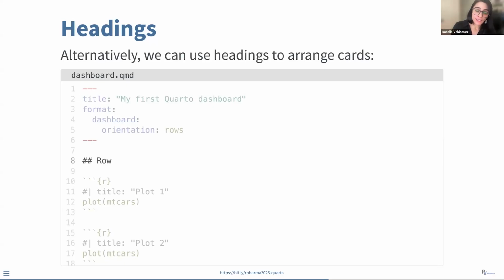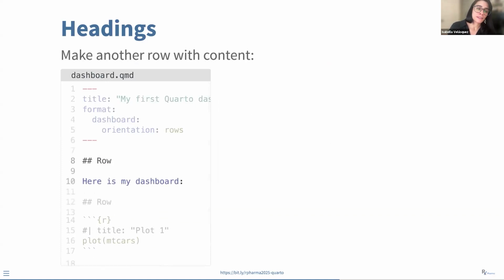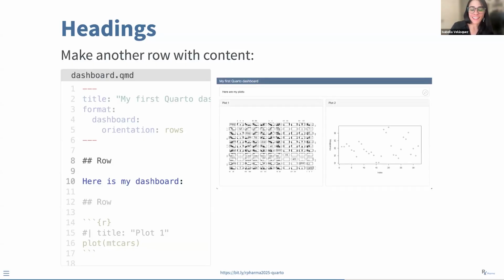We can also use headings to arrange cards. So here we're saying make a row with these two plots, a single row with these two plots. And when rendered, it looks like this. Now let's add two rows. Here I put a row with some text and then the second level heading down below. Try to imagine what you think this will look like when rendered. And this is what it looks like. If you notice, it put the text in its own card and then created a second row with the two original plots.